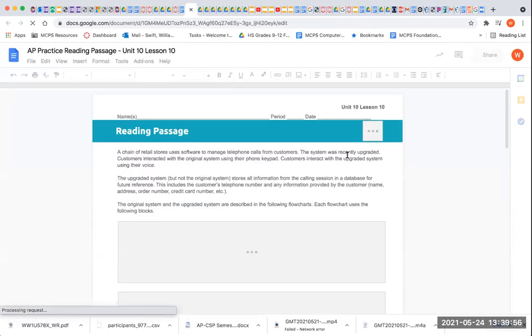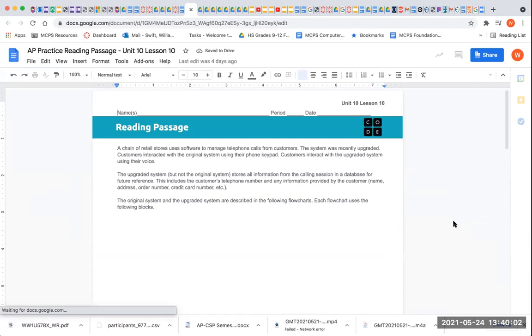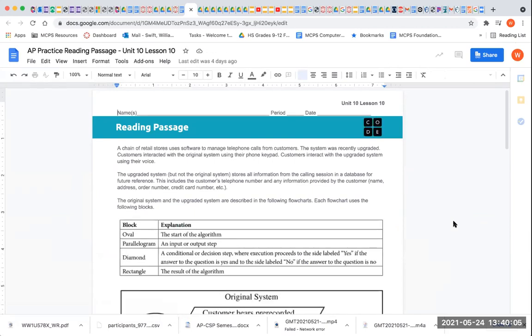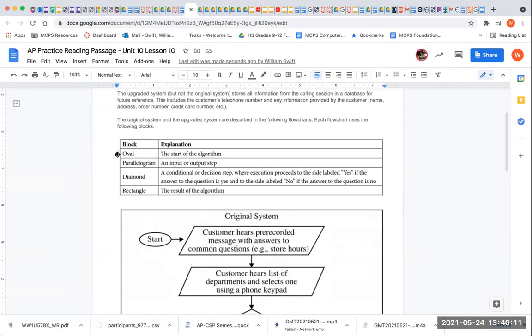And this has a reading passage and a flow chart. All right. Basically, a company had a phone system and they upgraded to a voice phone system. Something that I am betting will be on the AP test. What is an oval? What is a parallelogram? What is a diamond? What is a rectangle in a flow chart?